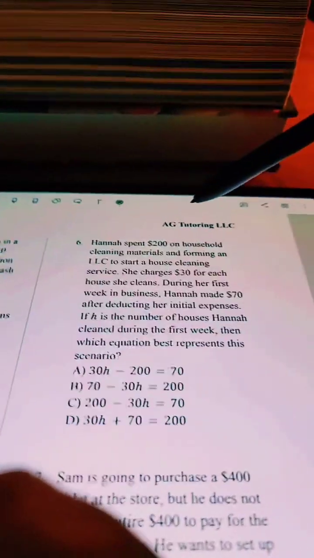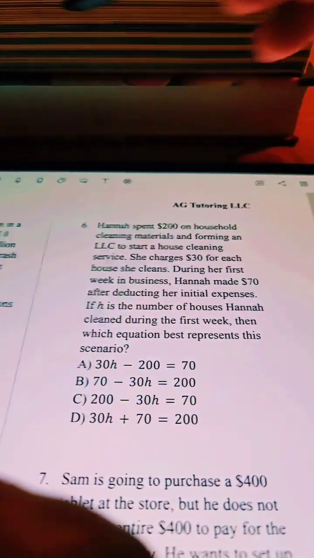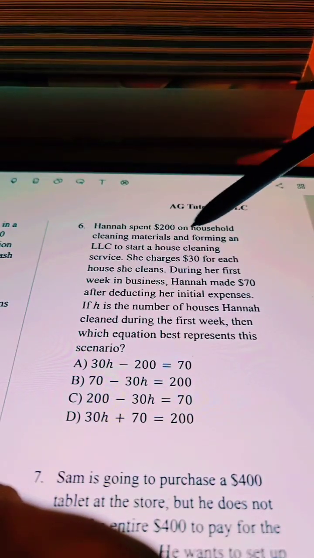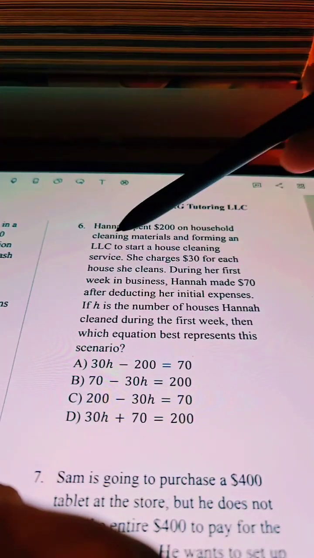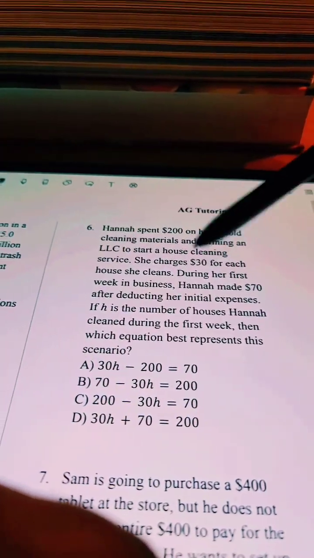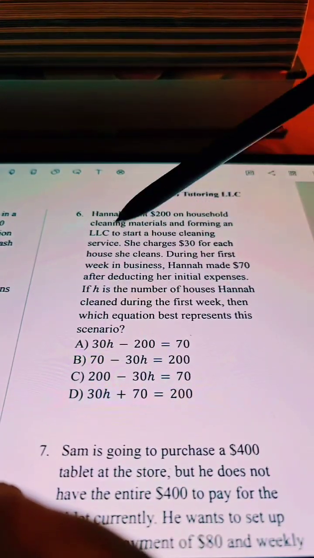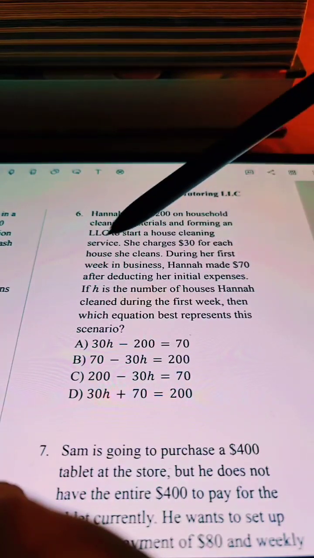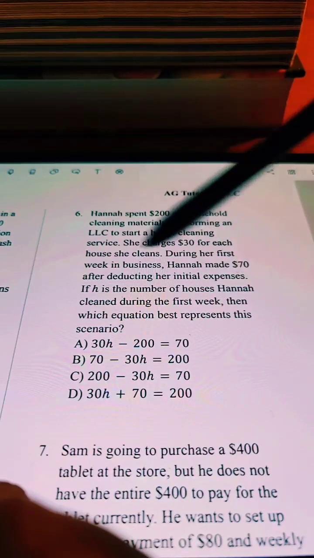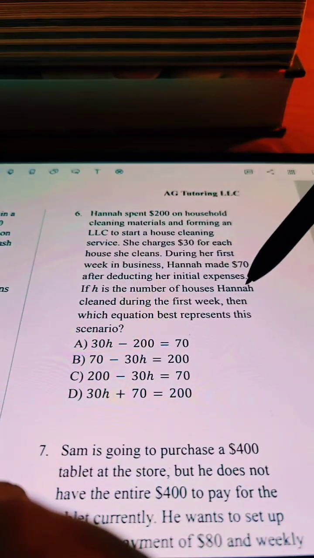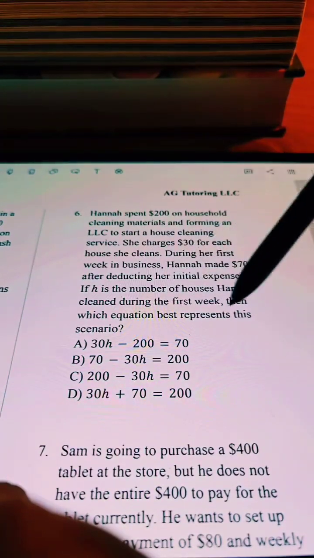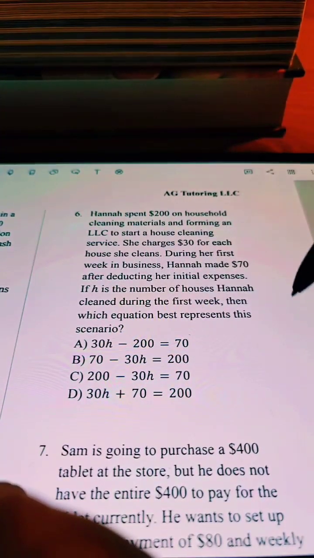Okay, so now let's go to number 6. For number 6, it says Hannah spent $200 on household cleaning materials and forming an LLC to start a house cleaning service. Very cheap LLC. She charges $30 for each house she cleans. During her first week in business, Hannah made $70 after deducting her initial expenses. If H is the number of houses Hannah cleaned during the first week, then which equation best represents this scenario?